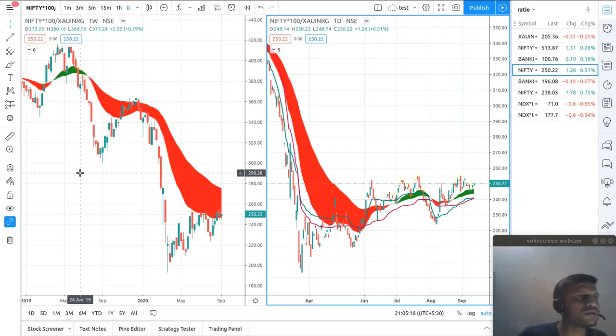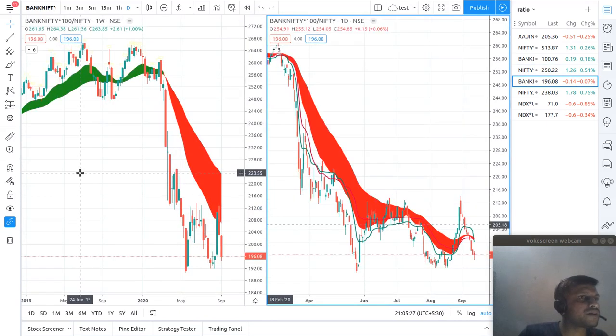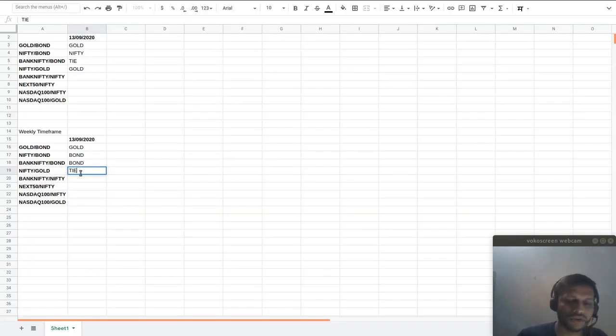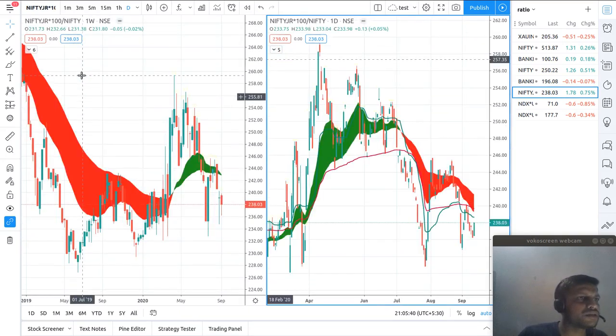There is no clear performance that is visible. For Bank Nifty versus Nifty, Bank Nifty is underperforming in both the time frames. So Nifty is outperforming here and here also. For Nifty Next 50, yeah, it's a clear outperformance by Nifty in both of them.